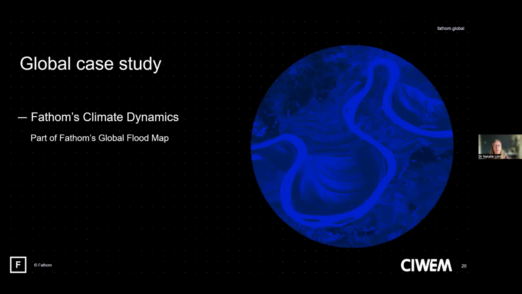Firstly, we'll have a look at Fathom's climate dynamics. So this is our framework for modelling future changes in climate, future changes in flooding, for pluvial, fluvial and coastal flooding for any future scenario anywhere in the world. And I'll just be giving a really brief overview of our climate dynamics framework. So if you'd like more information, please have a watch of our climate dynamics launch webinar, which is available from our website. Next slide, please.